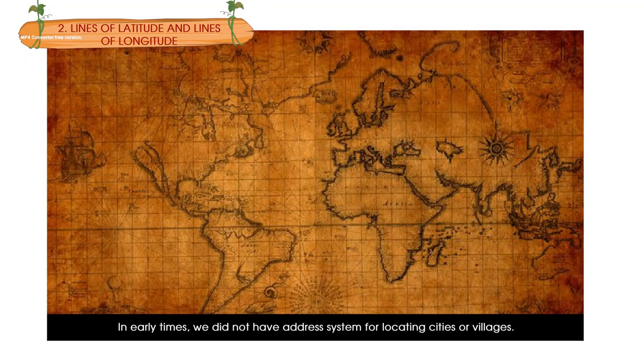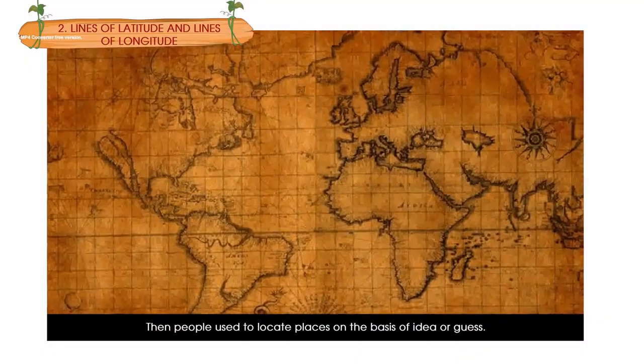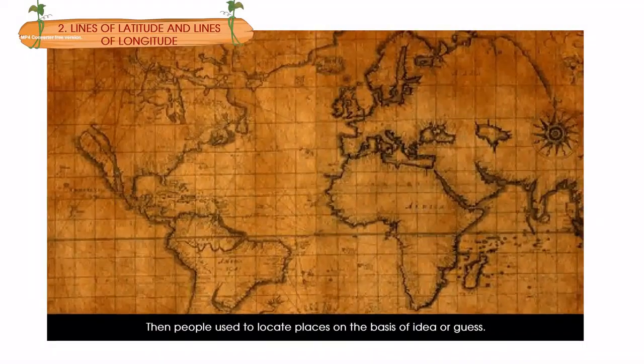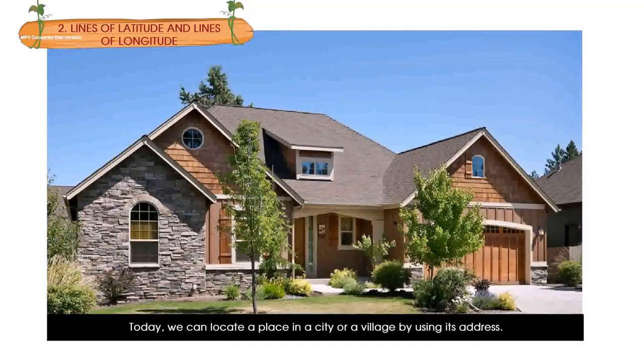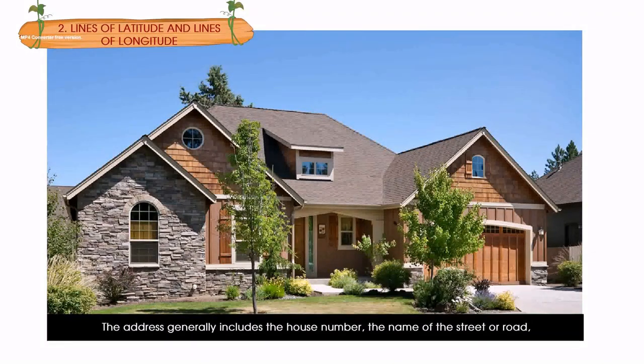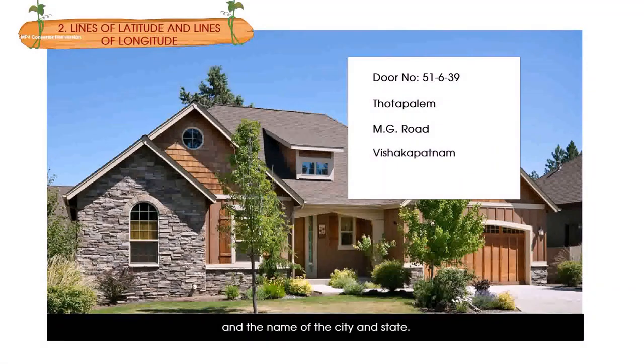In early times, we did not have an address system for locating cities or villages. Then people used to locate places on the basis of idea or guess. Today, we can locate a place in a city or a village by using its address. The address generally includes the house number, the name of the street or road, and the name of the city and state.